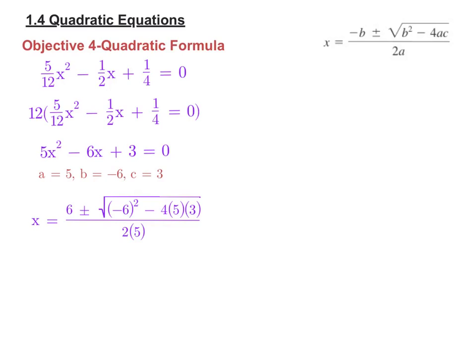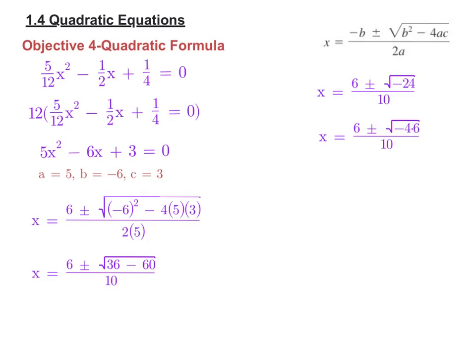I plug it in. Here's what I get. Okay, and then that reduces down to 6 plus or minus the square root of negative 24 over 10. So we are going to have some imaginary numbers here, and so I'm going to break negative 24 as negative 4 times 6, and the square root of negative 4, of course, is 2i. All right, so I get 6 plus or minus 2i root 6 all over 10. A 2 goes into 6, 10, and 2. So I can take a 2 out of all of those. So I get 3 plus or minus i root 6 over 5.